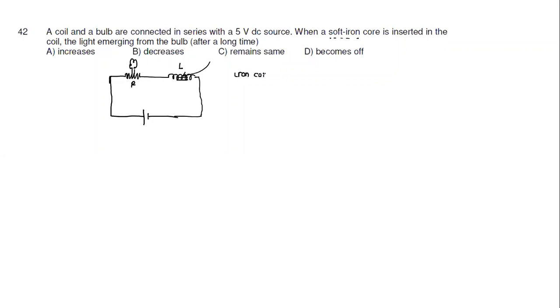Moving coil galvanometer. What does iron core do? It strengthens the magnetic field. Increases the magnetic field. If it increases the magnetic field, actually the flux also increases. If the flux increases, the L value also increases. So when I insert an iron core, effectively what happens? L goes up.